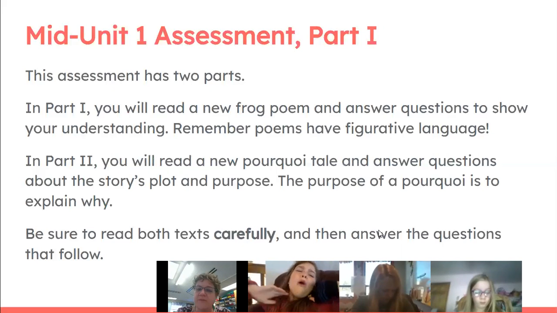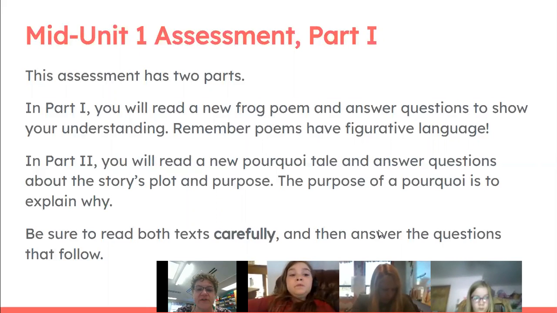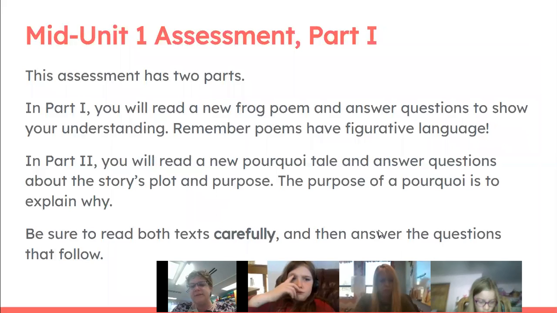We've been practicing already. We're going to answer some questions to show that we understand the poem, understand what the author is trying to have us understand. And remember, poems have figurative language. Sometimes the words mean things differently than at first they sound like. Remember when we talked about figurative language, when we talked about the butterflies in my stomach? There aren't really butterflies in my stomach.